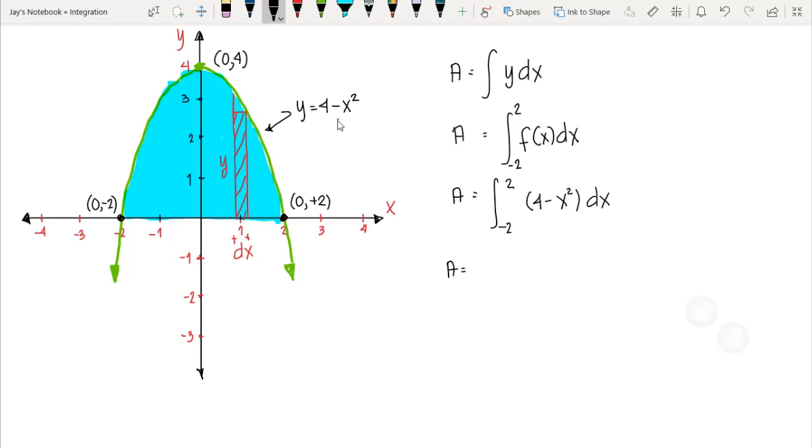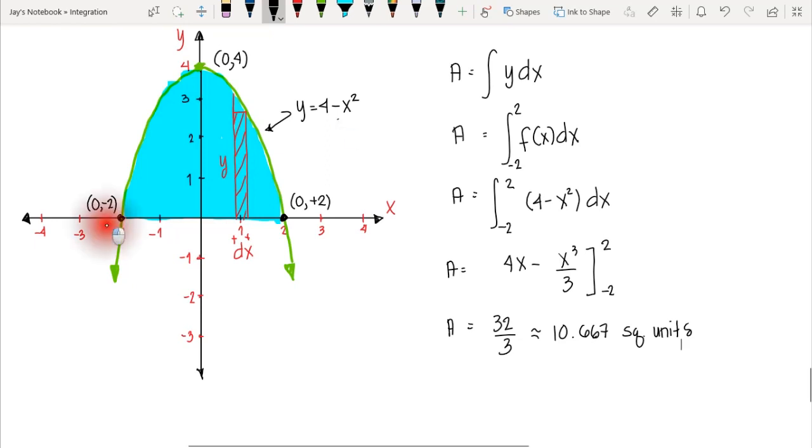Okay? So we have our area. Then we integrate. We have 4x minus x cubed over 3. Then we have limits from negative 2 to 2. So our area is equal to 32 over 3, which is 10.667 square units. So this is the area of this region from negative 2 to 2.